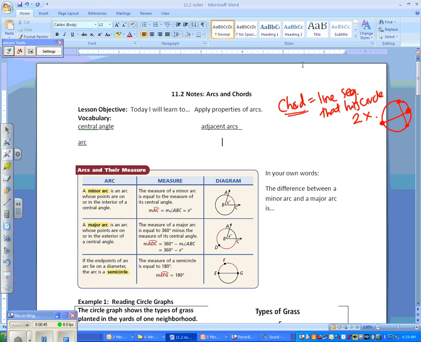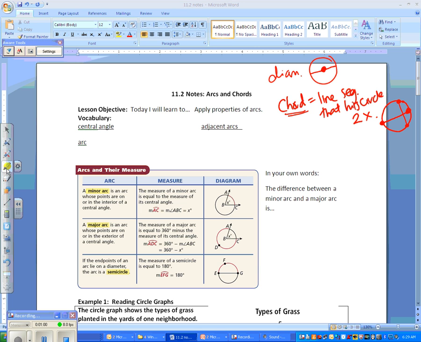Remember, diameter goes straight through the middle of the circle. So for a diameter, they put a circle or a dot there, that means that that's a center, and a diameter goes right through it. Okay, so we've talked about chords before, but an arc we haven't talked about.